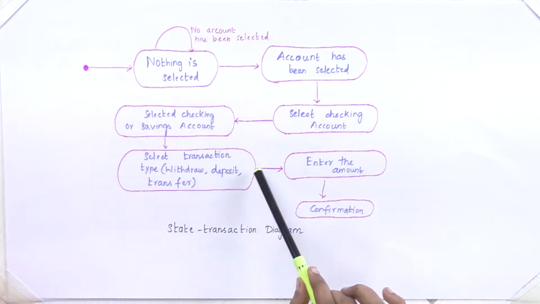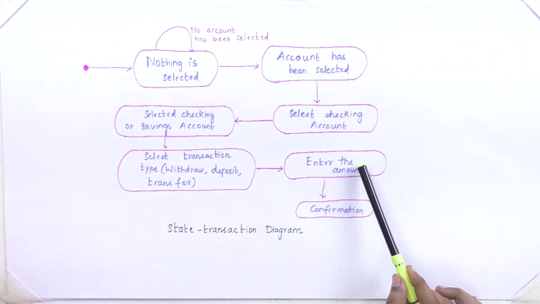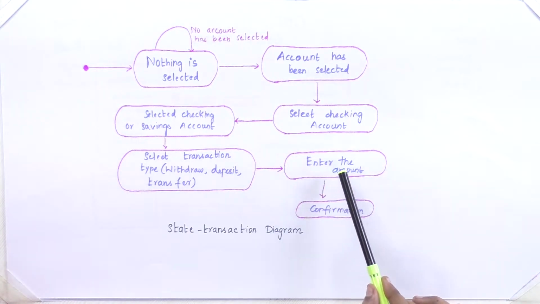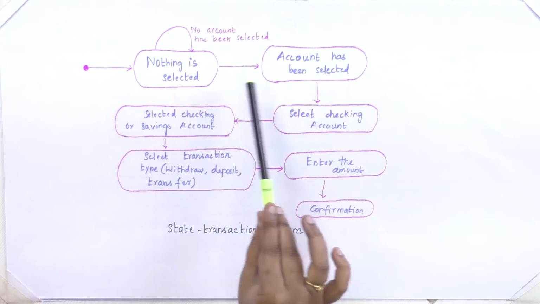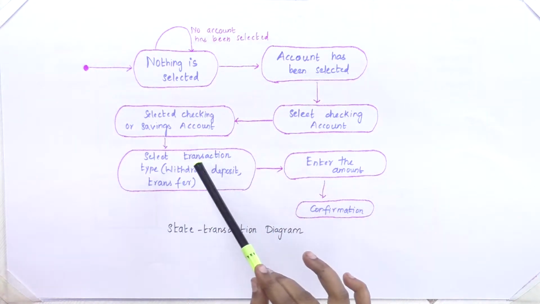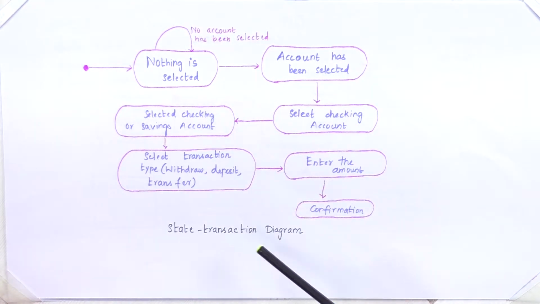So my transaction will take place here. After entering the amount, you will be asked about the confirmation. So here one transaction is taking place. My state is moving from the entering the amount state to the confirmation state. So these boxes represent the states and these arrow marks represent the transition from one state to another state. So this is one state transition diagram of a banking application.